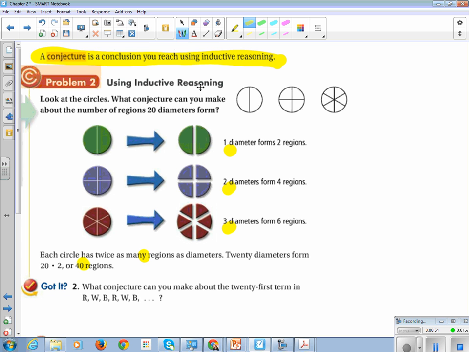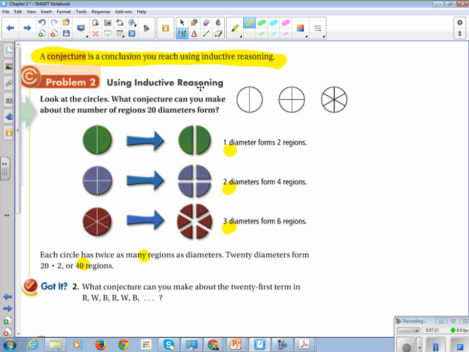That is my conjecture. Now the downside of inductive reasoning is it is not a postulate or a theorem or an axiom. It's not true 100%. But that is based on observation and pattern. It could be proven true or it could be proven false. All right, so let's look at the pattern here. R W B R W B.